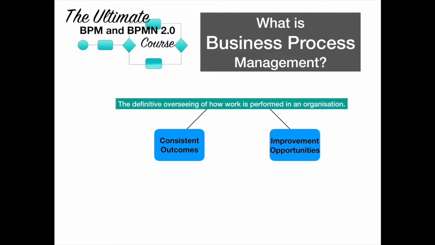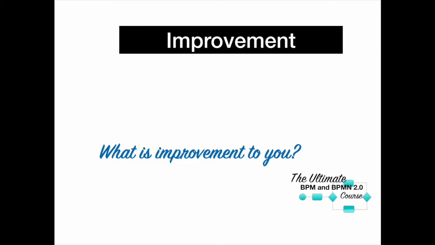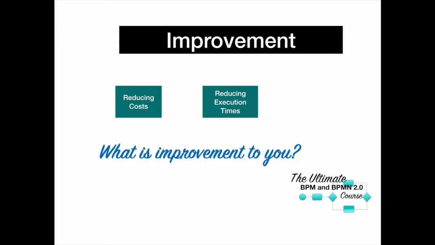Business process management is the definitive overseeing of how work is done in an organization to ensure consistent outcomes and to take advantage of improvement opportunities. In this context, it is good to point out the term improvement can be interpreted differently by every individual organization. For example, certain organizations may consider improvement as reducing costs or reducing execution times or error rates. It all depends on what an individual organization considers as improvement to their organization.